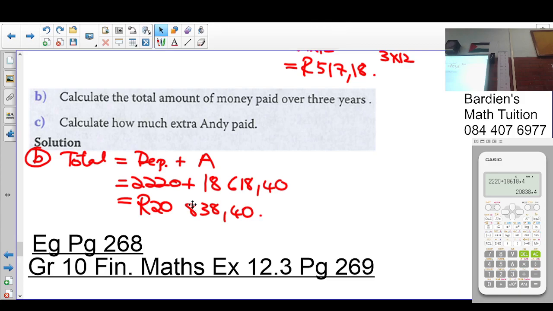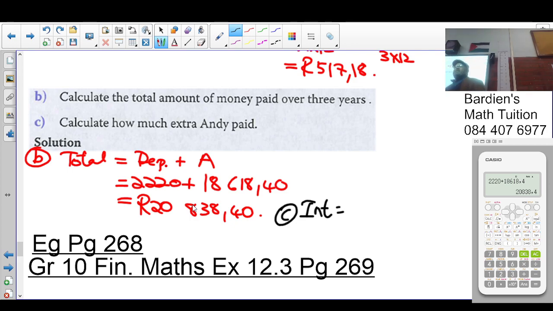Calculate how much extra Annie paid. In other words, that is the interest. So how do you calculate it now? For interest, we always say it's going to be A minus P, which would have been my interest only. But now this has the deposit and all of those things in as well. So what we do is take the cash price and minus it from this total. It's going to be the total minus the cash price, so that is what she pays extra over and above the cash price.